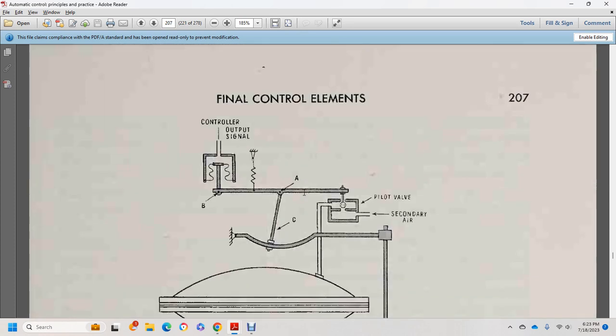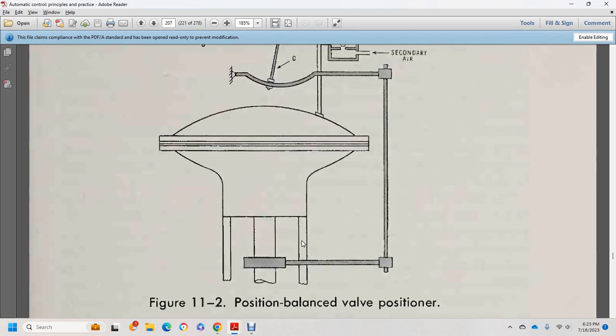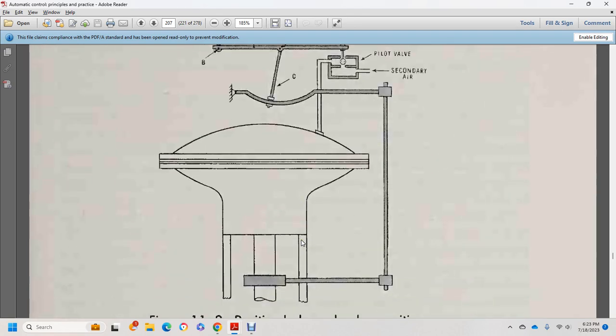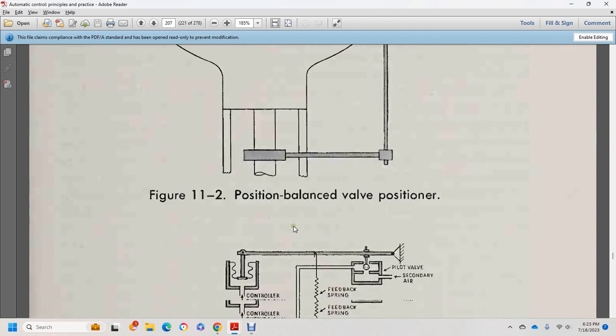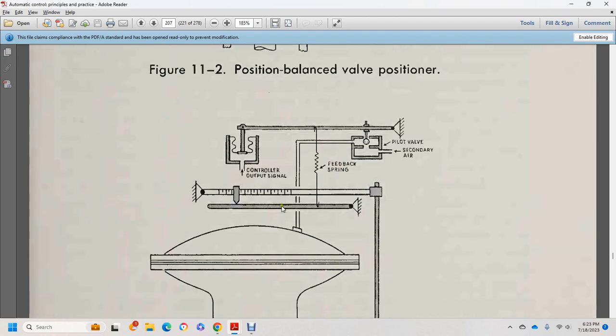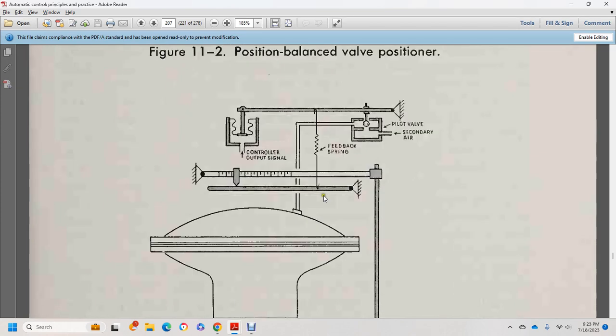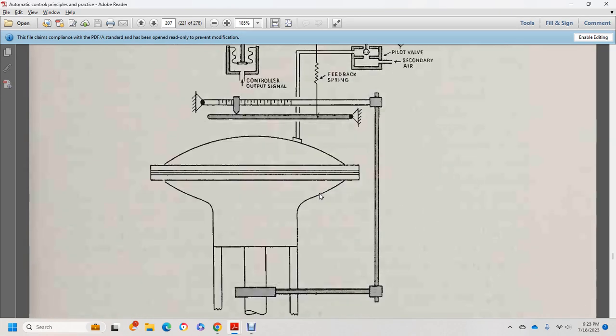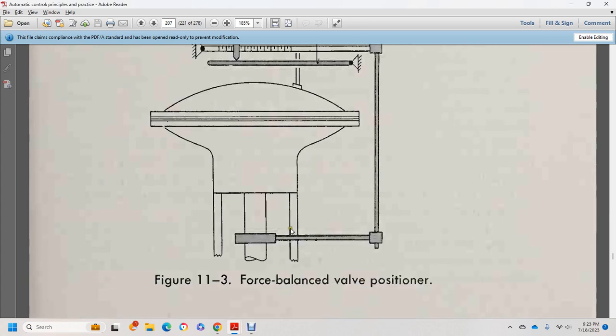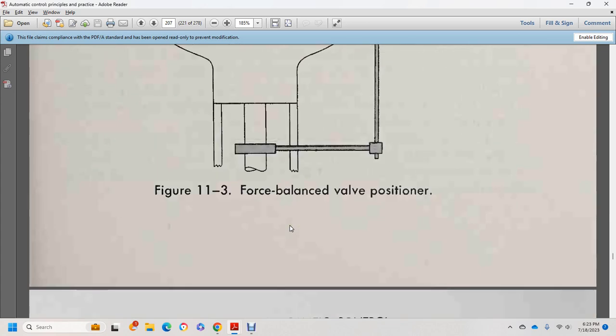So you have your control output signal, and then a lever, pivot point, pilot valve, secondary air, and valve position. This shows the depiction of the force balance valve positioner: the control output signal, pilot valve, secondary air, feedback spring, and the valve position.